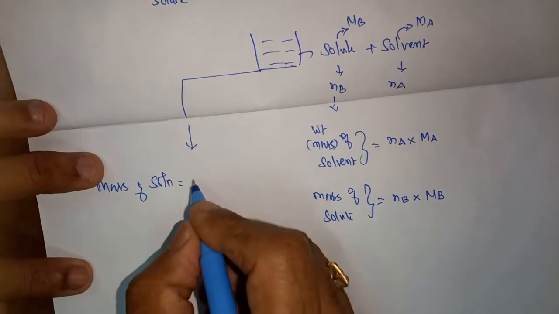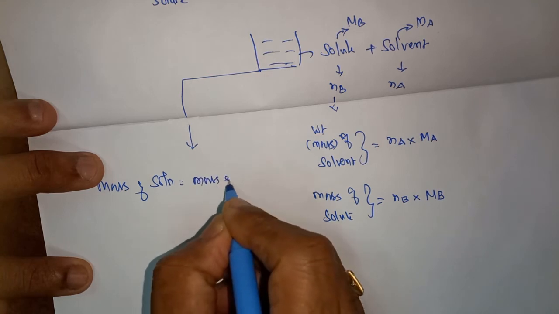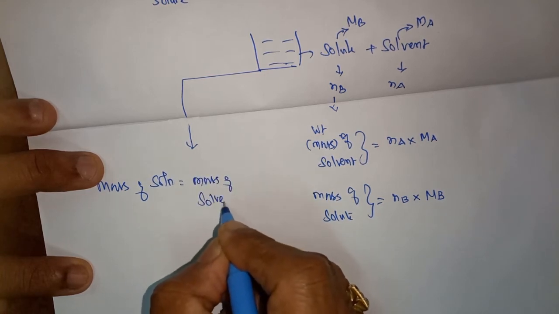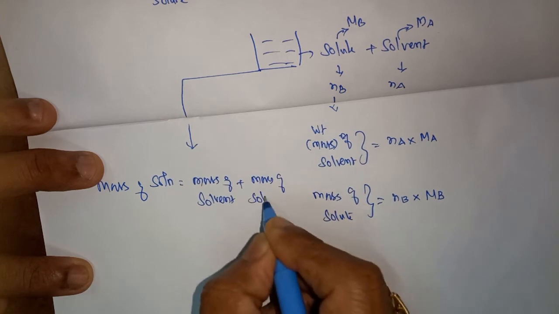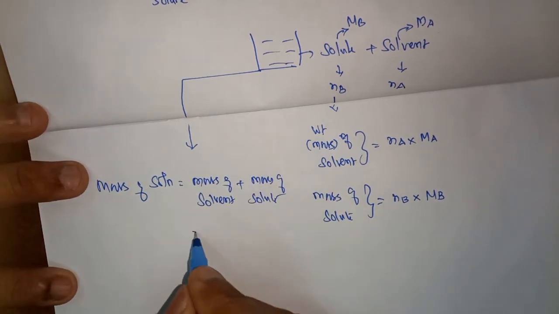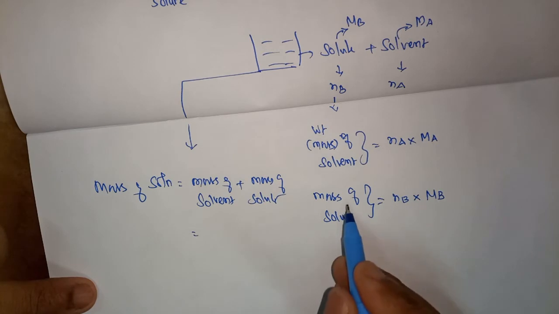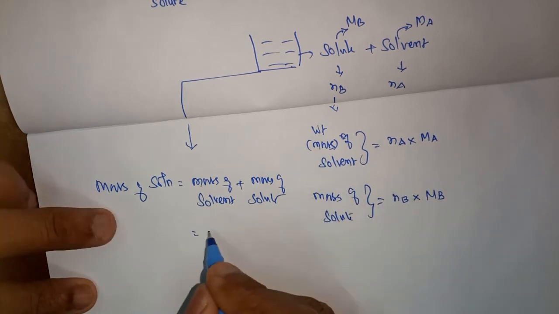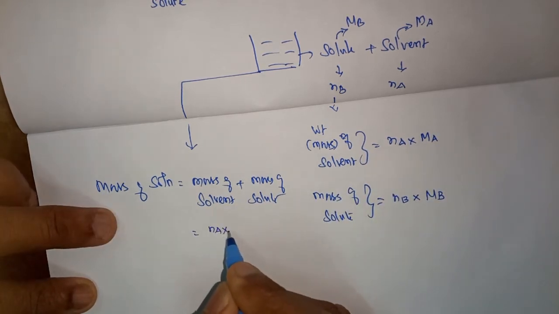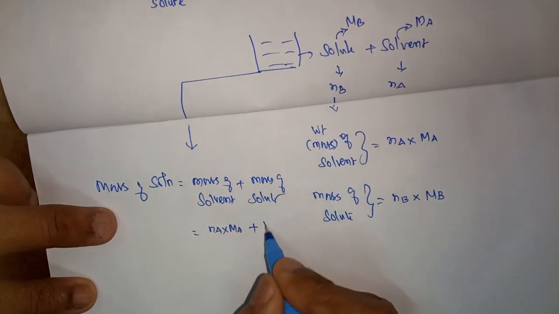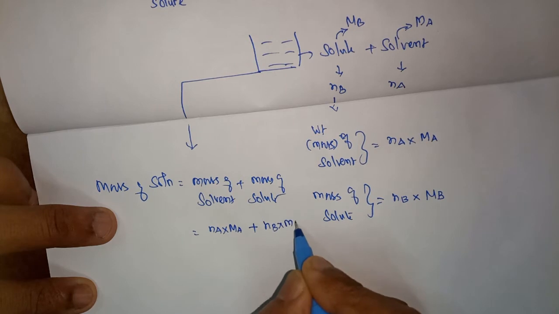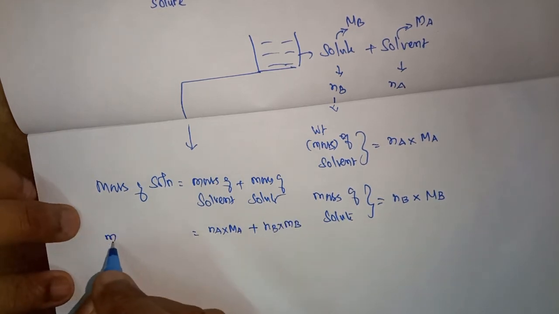Mass of solution means it is the mass of solvent plus the mass of solute. So the mass of the solvent is known to you. What is the mass of the solvent? It is Na into Ma, plus the mass of the solute, which is Nb into Mb. That is the mass of the solution.